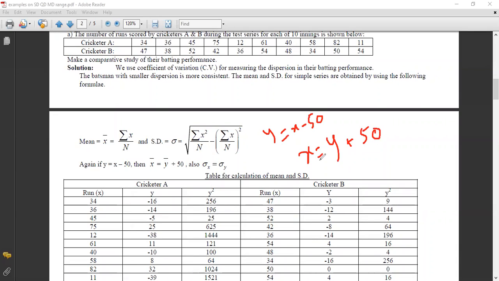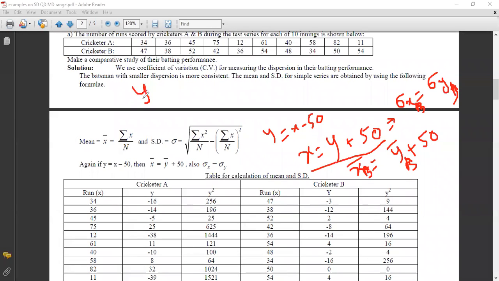Okay, now from the last day discussion, we know if this is the formula, x bar, the arithmetic mean will be x bar equal to y bar plus 50 for both player A and player B. Remember, you can write xa equal to ya plus 50. You can write also xb equal to yb plus 50 for both two players. Again, from this x is equal to y plus 50, that is also the formula for change of scale, sigma x equal to sigma y. Again, we can use this both for player A and for player B. Sigma means standard deviation, both for player A and player B.